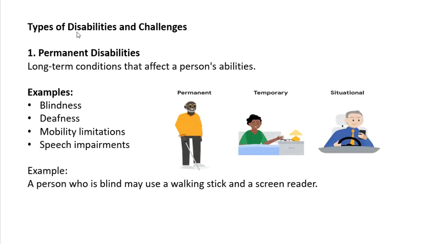And the types of disabilities and changes. First is permanent disabilities, which are long-term conditions that affect a person's abilities. Examples are blindness, deafness, mobility limitations, and speech impairment. For example, a person who is blind may use a walking stick and screen readers.